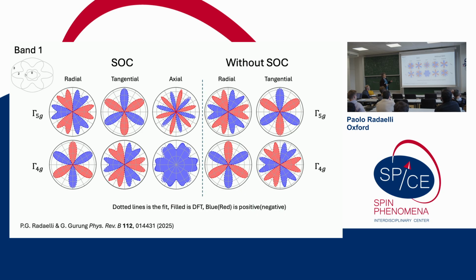Here is the spin-orbit coupling, and you can see you develop an axial component, and you can see in the gamma 4G there's one color for the axial component, at least for that particular band, which means it's basically ferromagnetic, weakly ferromagnetic. Okay? So that's the procedure.